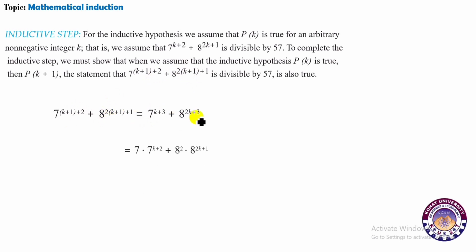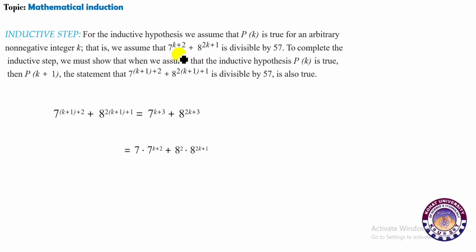And next step, we break this 7 raised to the power k plus 3 and 8 raised to the power 2k plus 3, as we shall use here the assumption step, that is 7 raised to the power k plus 2 plus 8 raised to the power 2k plus 1. Therefore, we are transforming this 7 raised to the power k plus 3 plus 8 raised to the power 2k plus 3 into this form.